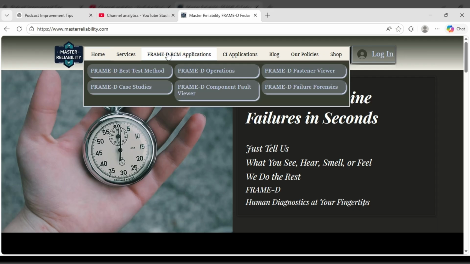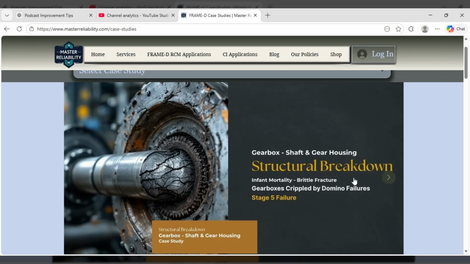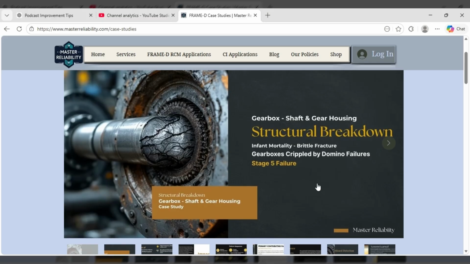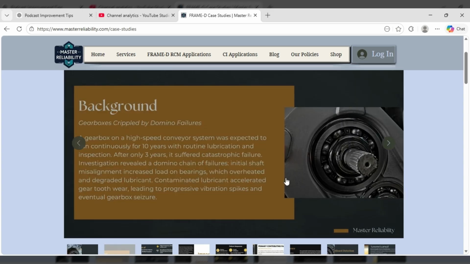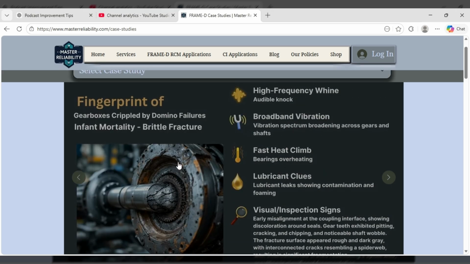If we go to frame D, we can see some case studies here. And this is really about machine forensics. In this, we're going to go over structural breakdowns. In this case, it's a gearbox. And you can see how we went over the background, and then we discussed the different fingerprints. So a fingerprint is a characteristic signature of a particular issue.